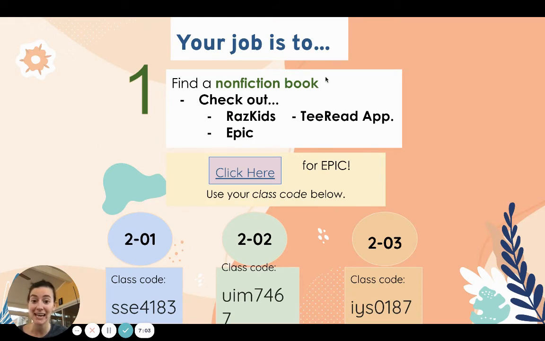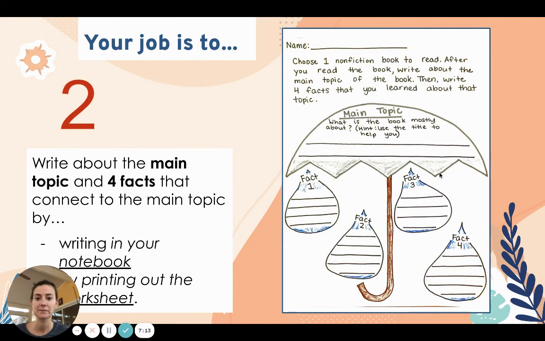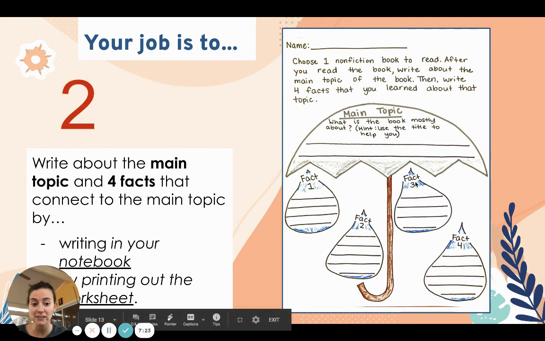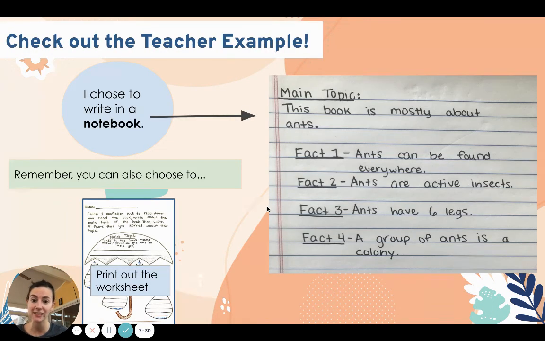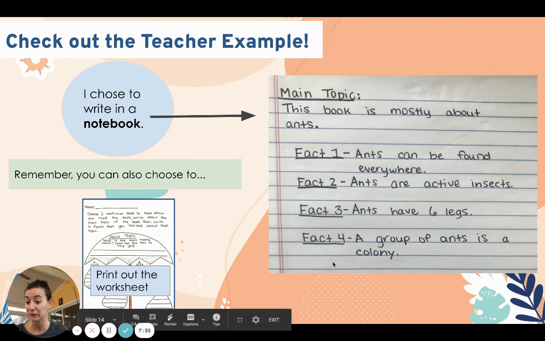Friends, your job today is to do the same work. You are going to find a nonfiction book on Raz Kids, Epic, or our T-Read app, or maybe you have a nonfiction book at home. Then you are going to read it and write about the main topic of your book here. Then you are going to write 4 facts you learned about that topic, okay? Remember, you can write in your notebook or print out the worksheet. I chose to write in my workbook, and you can use my teacher example to help you if you get stuck. You can also print out the worksheet too.